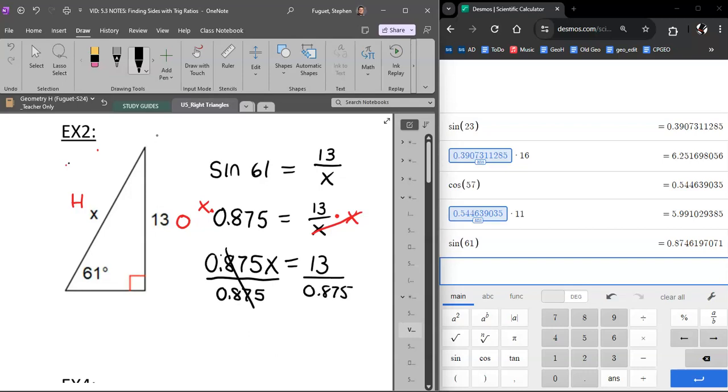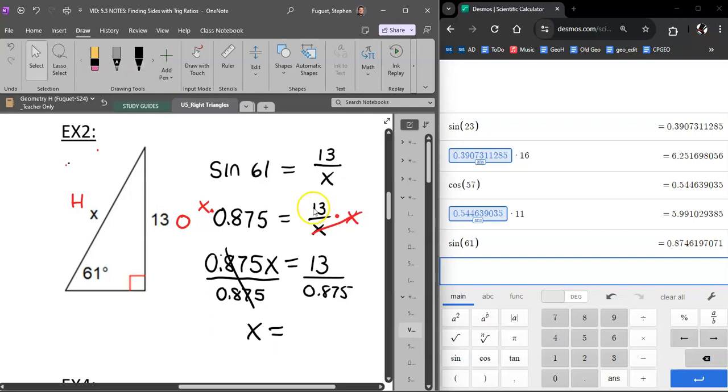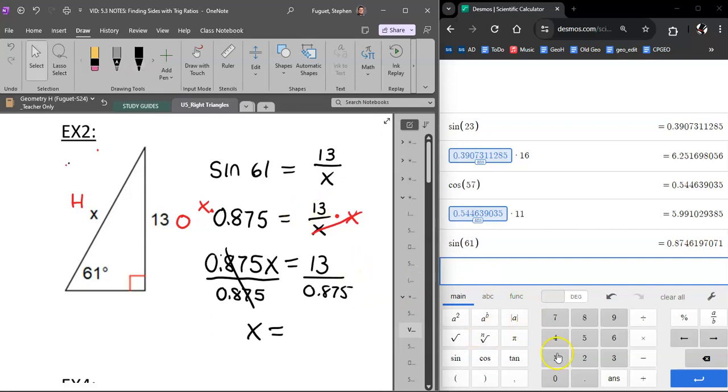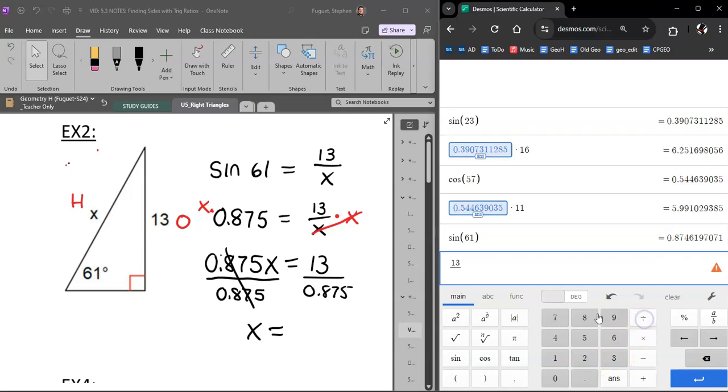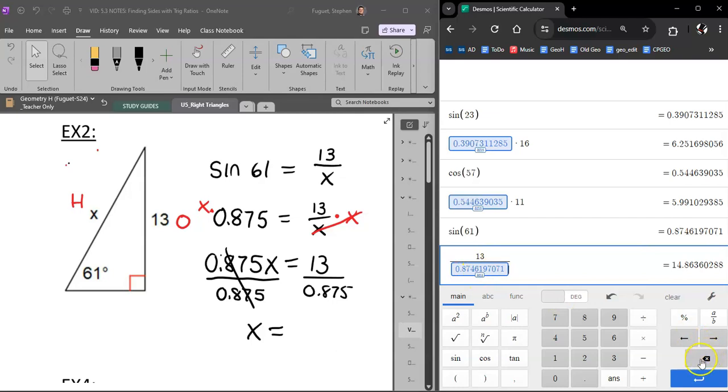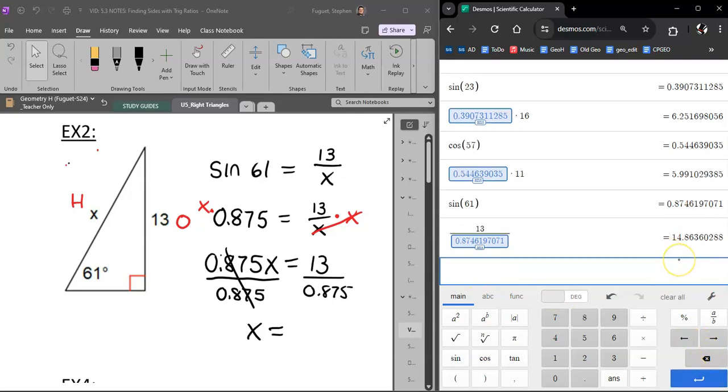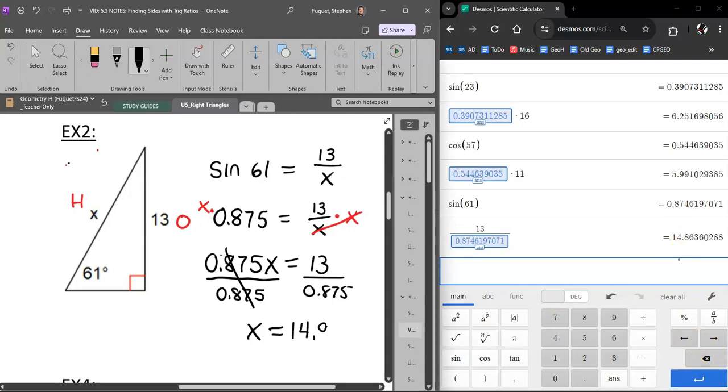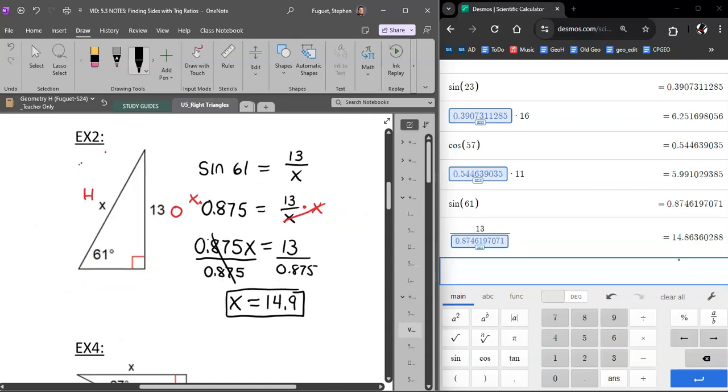And like I said, most of your calculators should have an answer key. So what I'm going to type in now as my next line is 13 divided by, and then I'm going to go ahead and copy that answer in. So the 0.875, press enter, and it looks like our missing side here is going to be 14.9. So that's our example 2.